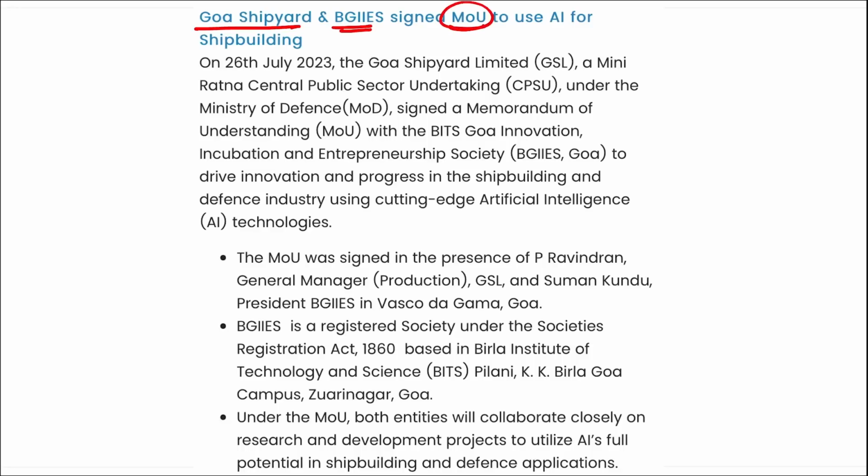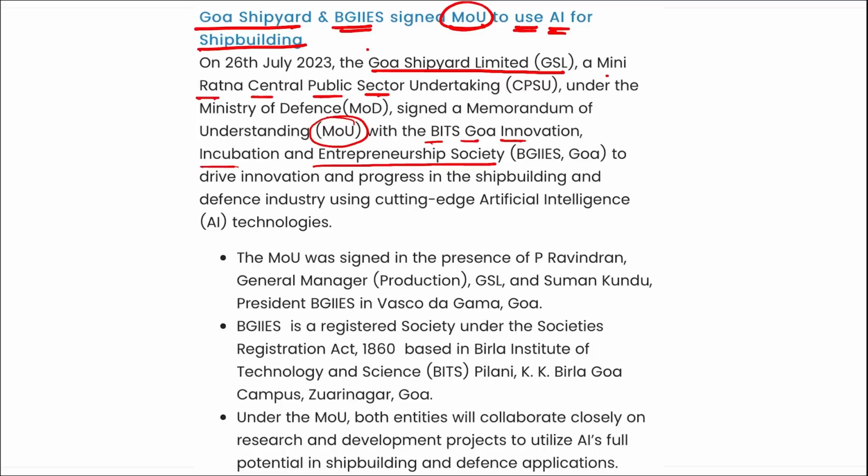Next is Goa Shipyard and BITS Goa. They have signed an MOU to use artificial intelligence for shipbuilding. I repeat, Goa Shipyard Limited, that is a Mini Ratna Central Public Sector Enterprise, right? They recently signed a memorandum of understanding with BITS Goa Innovation Incubation and Entrepreneurship Society. Correct? And it is an institute, that is BITS Pilani also, right?